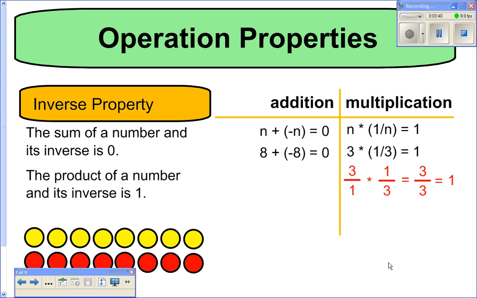So again, the inverse property of addition says that if you add a number and its opposite, they'll cancel out and give you a sum of 0. And the inverse property of multiplication says if you multiply a number and its reciprocal, you'll have a product of 1.